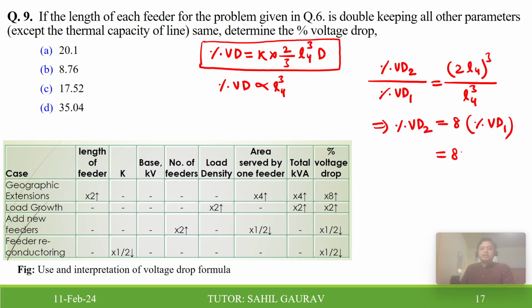and we got the percentage voltage drop for the previous problem as 4.38%. So this will give you 35.04%. So D is the correct answer. And from the table you can see that if the length of the feeder gets doubled, then the percentage voltage drop gets 8 times. So this is the case. So in either way you can solve.